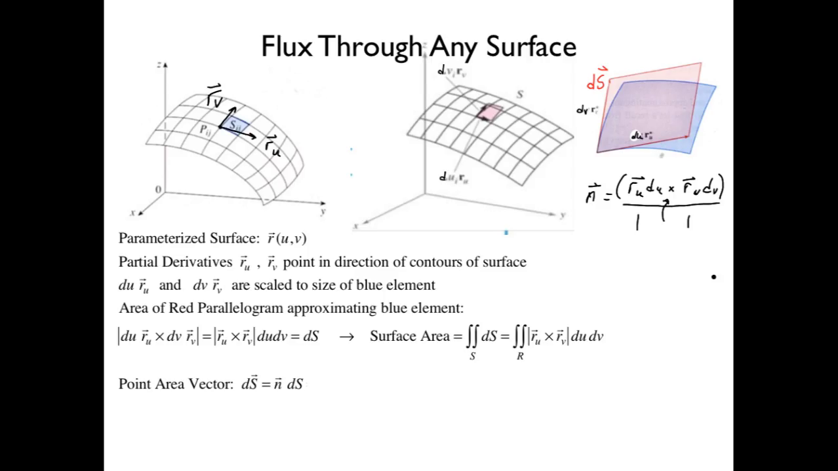But then what's dS? That magnitude again, right? dS is the magnitude. So you get a cancellation, right? So you get r_u cross r_v over the magnitude, then times dS, which is the magnitude, so then you times du dv. So then our point area vector dS becomes r_u cross r_v dA, right? dA would be dx dy or r dr d theta or whatever.